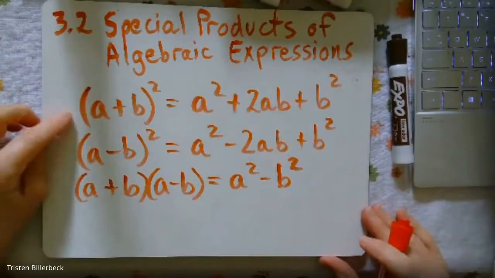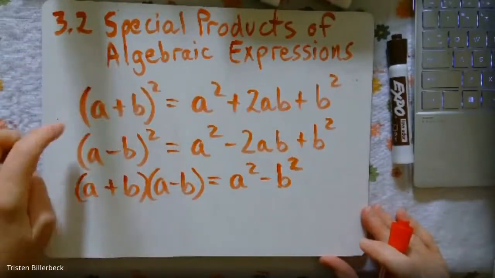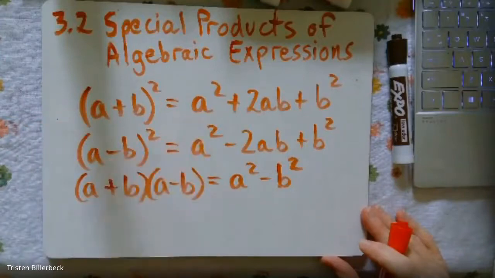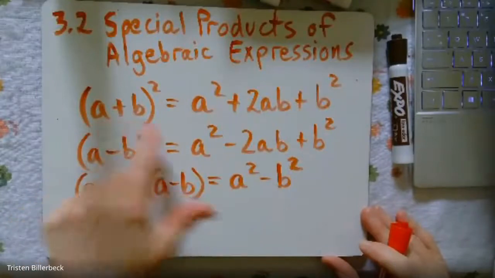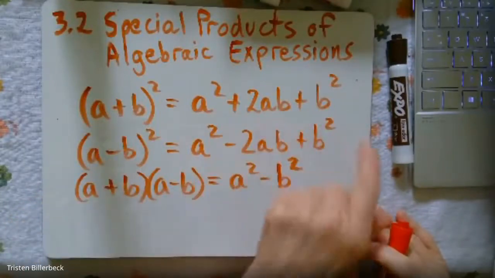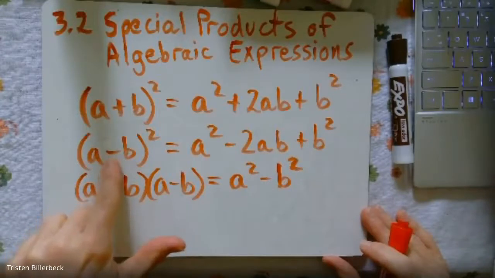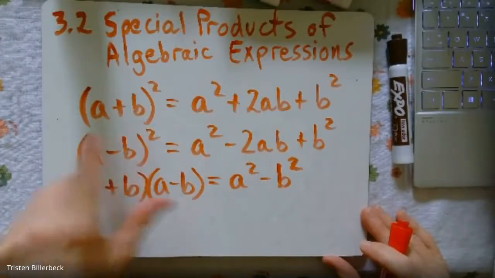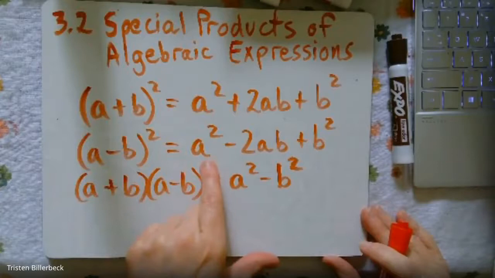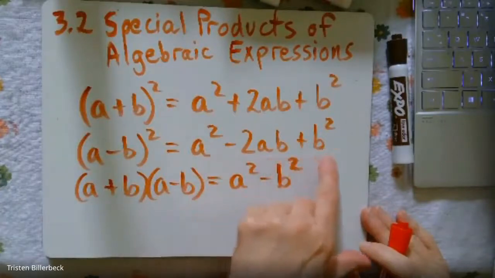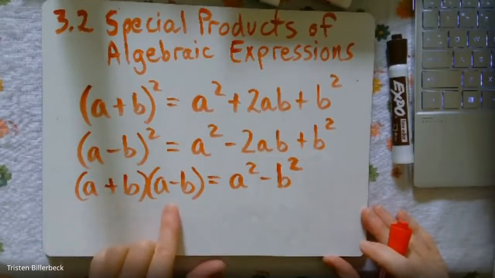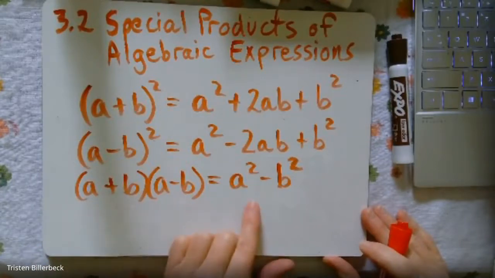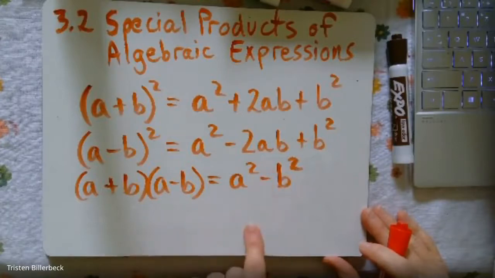We're going to talk about 3.2 special products of algebraic expressions. If I have the quantity a plus b squared, if I FOILed that out and combined my like terms, I'd have a squared, then two ab's plus b squared. Now, if the sign was different, a minus b quantity squared, then I'd end up with a squared minus 2ab plus b squared. And if I had a plus b times the quantity a minus b, the middle term cancels out, and I have a squared minus b squared.